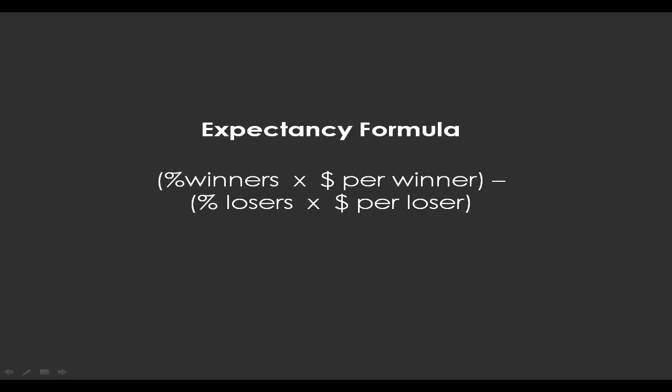So this is the expectancy formula. It takes the percentage of winners you have in your system, multiplies it by how much you win per winner, and from that whole thing subtracts your percentage of losers times the dollar per loser. Now, this might seem complicated, so let's actually take a look at an example and see that it's pretty simple.